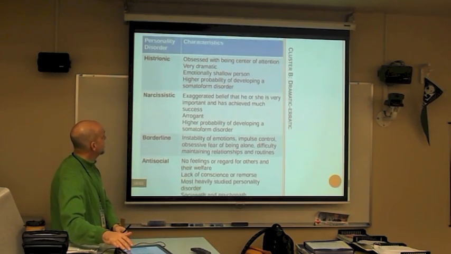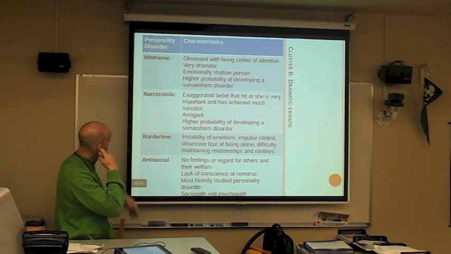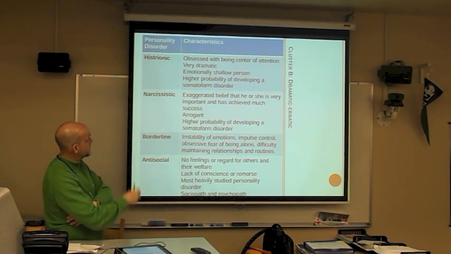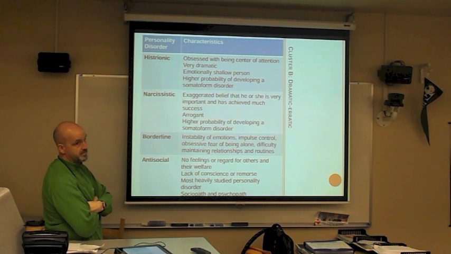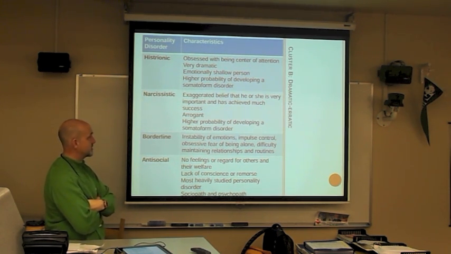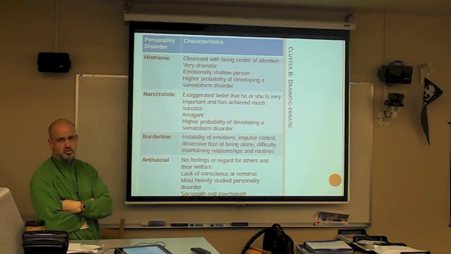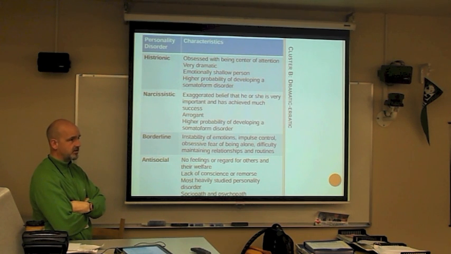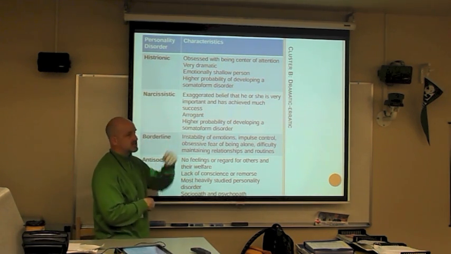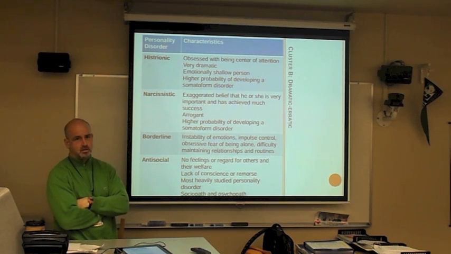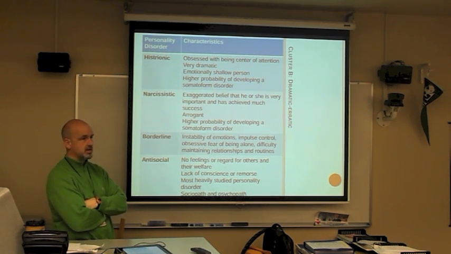Now, cluster B, which is dramatic, erratic: histrionic personality disorder is very obsessed with being the center of attention, very dramatic. Now, emotionally shallow person, high probability of developing a somatoform disorder. Histrionic is, I don't like to use this, but it's your drama queen. This is the person that will want to be the center of every conversation, and if they don't get that, they'll act out in a way that will demoralize everybody else. When I say emotionally shallow, they don't care who they hurt. They don't care who they step on, as long as they get what they want.